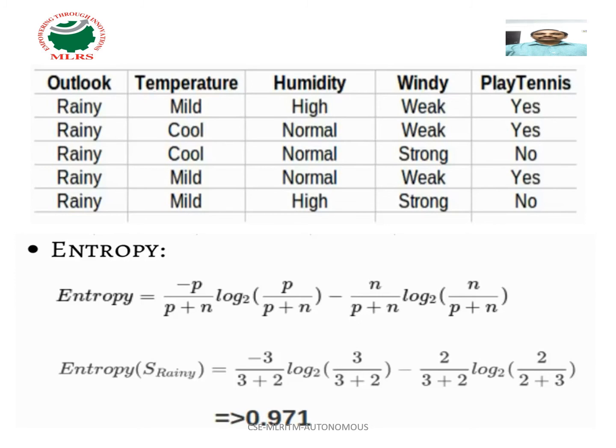After completion of the sunny case, we have to concentrate on outlook value as rainy. Here also we have 5 days' values where outlook is rainy. Different values are present for different attributes: temperature, humidity and windy. We have different play tennis values. So now first we have to calculate the entropy of S rainy.